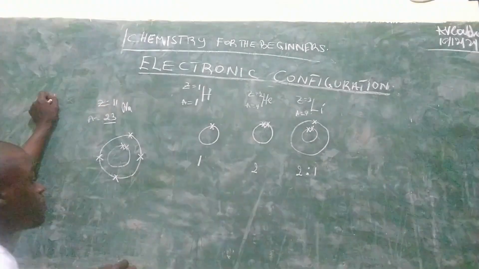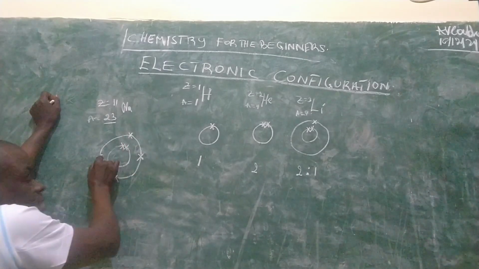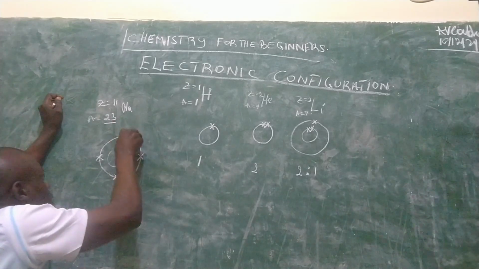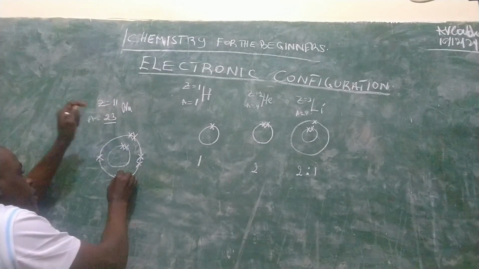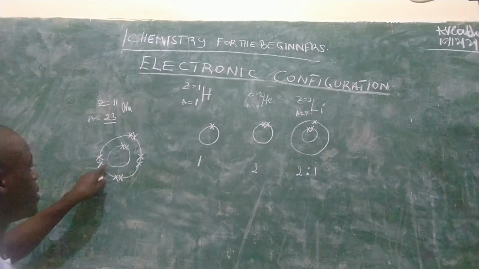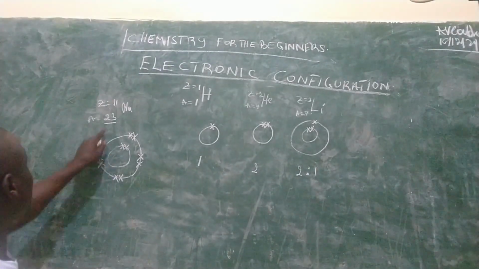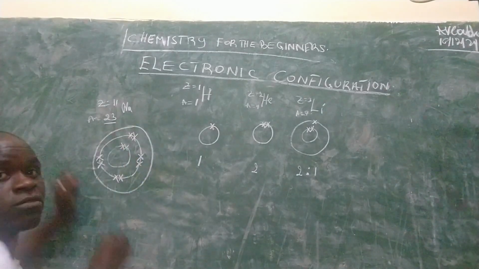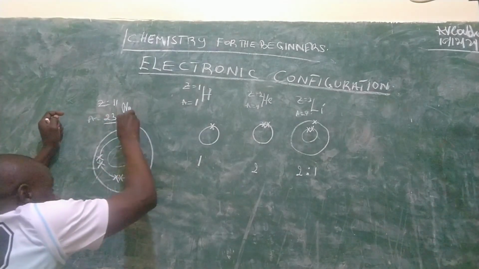If we want 11, we will make it like this. 1, 2, 3, 4, 5, 6. Then we start to make pairs. 6, 7, 8, 9, and 10. The total here is 8, here it is 2. The total is 10. So if the total is 10, we are remaining with 1, which means we will create another shell. We have to create another shell because we have remained with 1 electron. We will put it here.